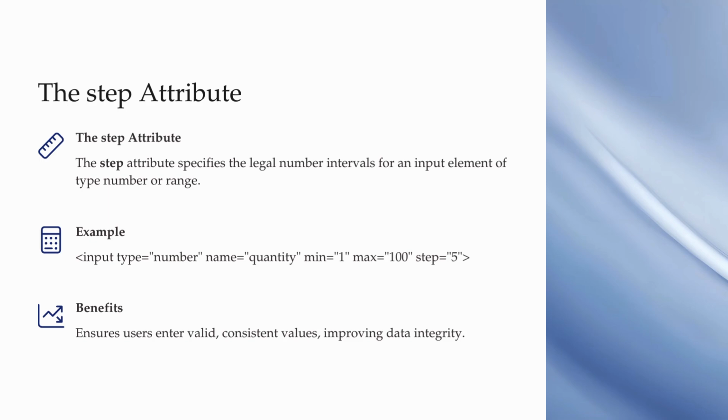The step attribute specifies the legal number intervals for an input element of type number or range. Example: input type equals number, name equals quantity, min equals 1, max equals 100, step equals 5. Benefit: ensures users enter valid, consistent values, improving data integrity.